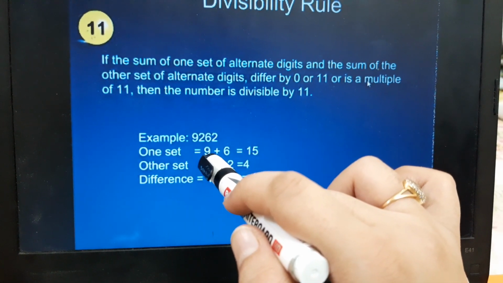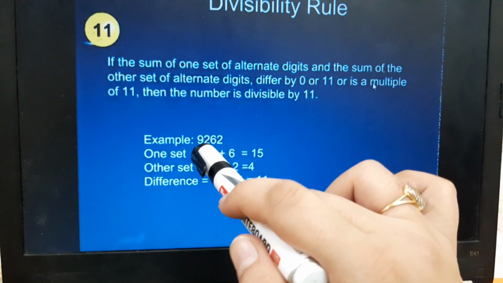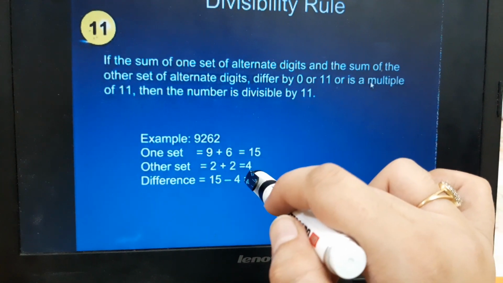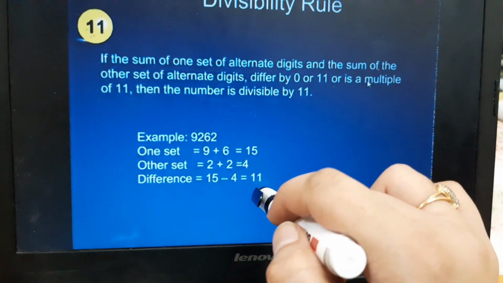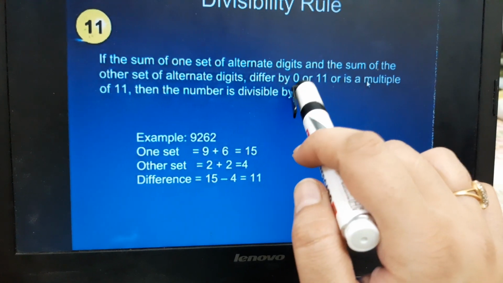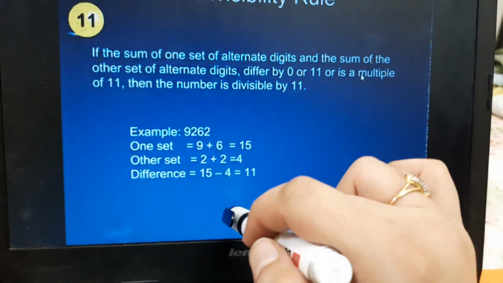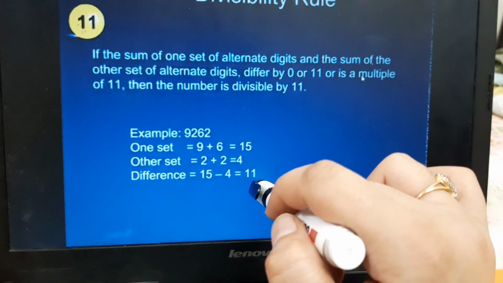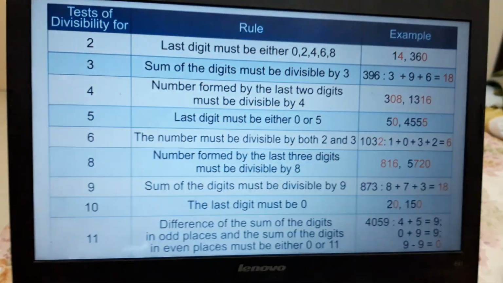So sum of alternate digits 9 plus 6, that is 15. The other set will be 2 and 2. So 2 plus 2, that is 4. Now the difference of both the sets, 15 minus 4 is 11. So the difference should be either 0 or it should be 11 or it should be a multiple of 11. Now clearly the difference is 11. So the number is divisible by 11. So this is the divisibility rule for 11.